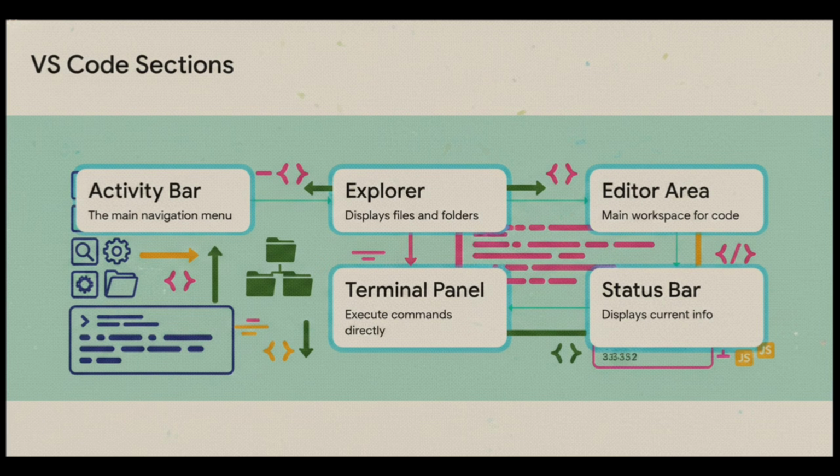Third is that massive empty space right in the middle. That's the editor area, your main workspace where the actual coding happens. Fourth, running all along the bottom edge is the status bar. That gives you quick info like your line numbers or what language you're currently typing in. And fifth, usually hiding right at the bottom of your editor area, is the terminal panel. This little guy lets you run commands without ever having to leave the app. If you just keep these 5 zones in mind, the whole interface instantly stops being this confusing maze.